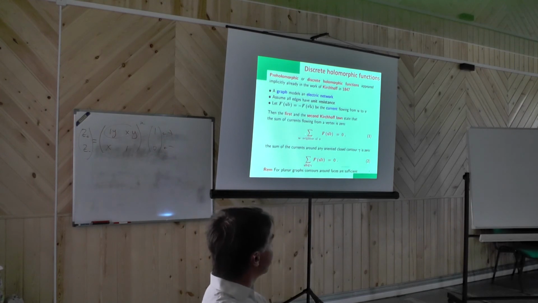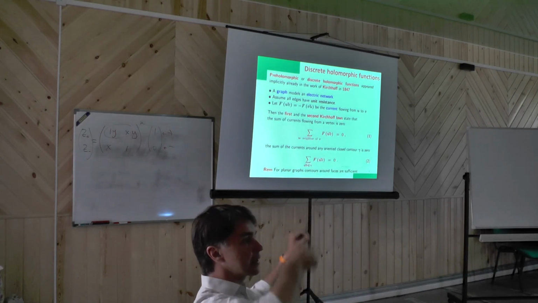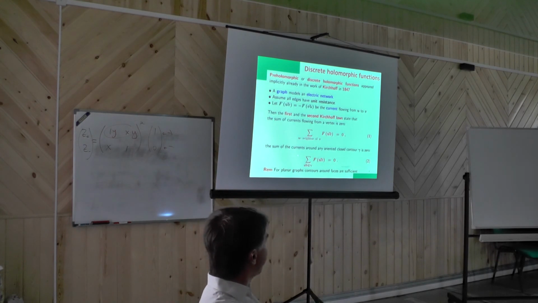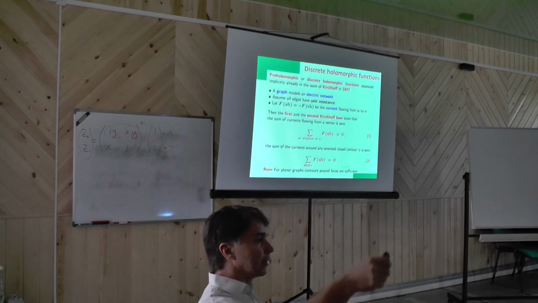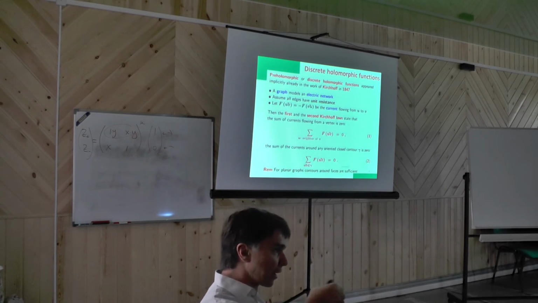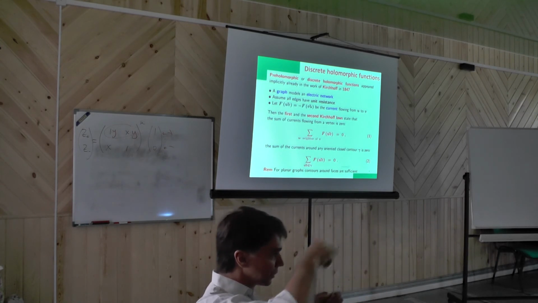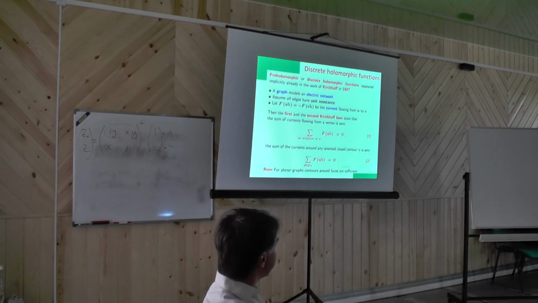Then in school you learn 2 Kirchhoff laws. If there are no sources and sinks, then the current flowing from a vertex is 0. So the sum of emanating currents is 0. And then there is no perpetuum mobile, so you cannot have around some circuit a current which is continuously going around. So the sum around the circuit is 0. On a planar graph, it is enough to check this for the faces.